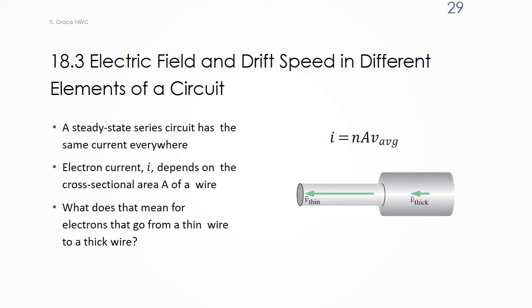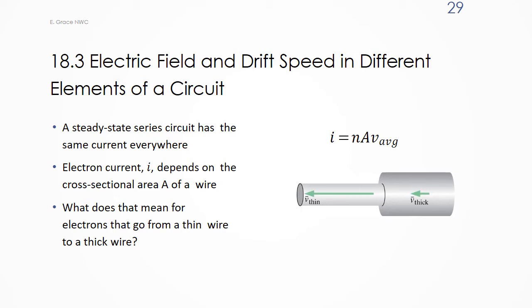So, starting to bring things together. A steady state series circuit has the same current everywhere. When I say series circuit, I'm talking about a circuit that doesn't have any nodes. So electron current I depends on the cross-sectional area of the wire, which we've already seen before, where I is equal to NAv average.